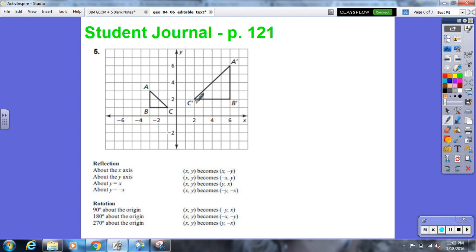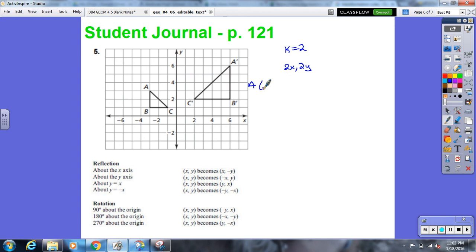So for me, I see that this is 4 units long, and this is 4 units long, where this was 2 and this was 2. So to get from this triangle to this triangle, it doubled. So I know that the dilation was a scale factor of 2, so it's going to be 2x, 2y.